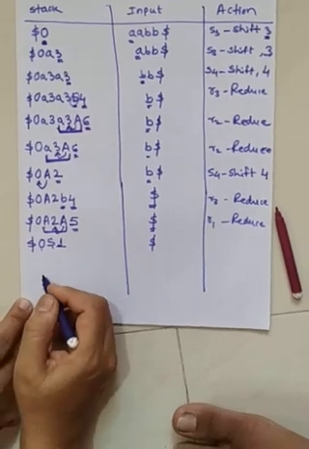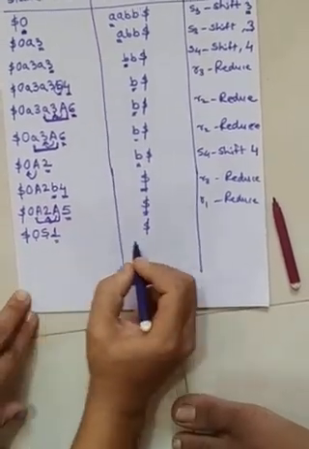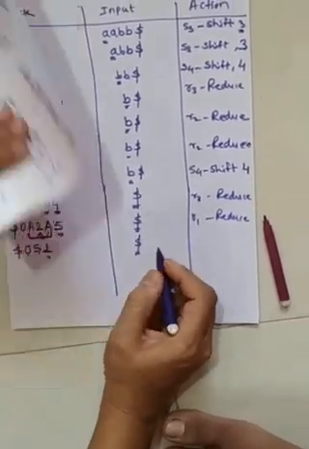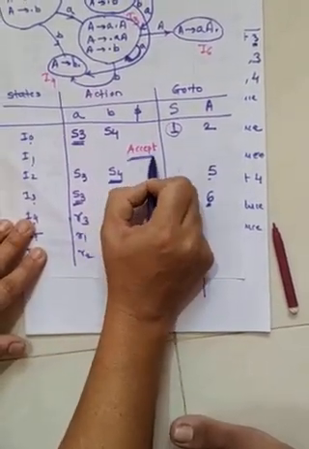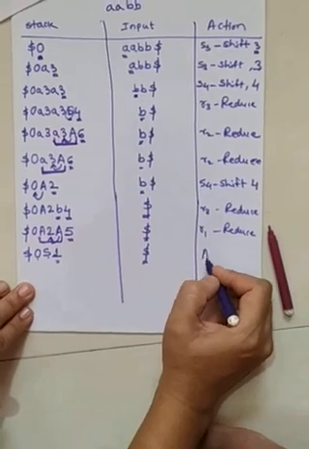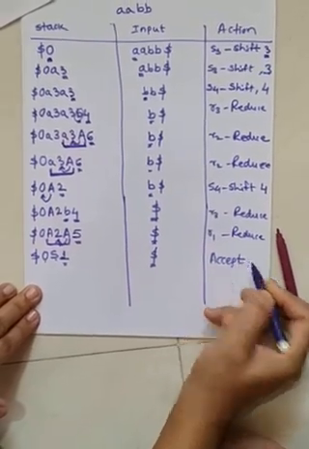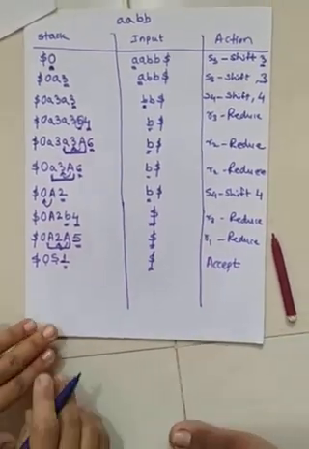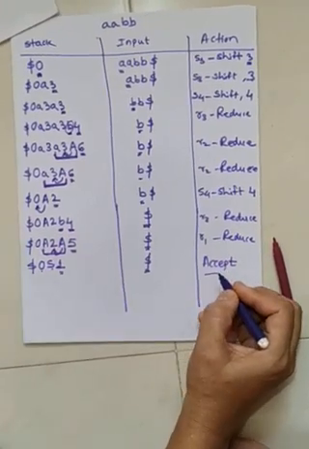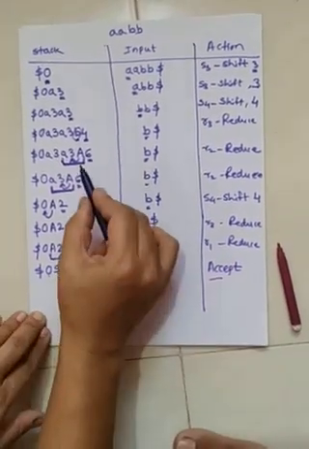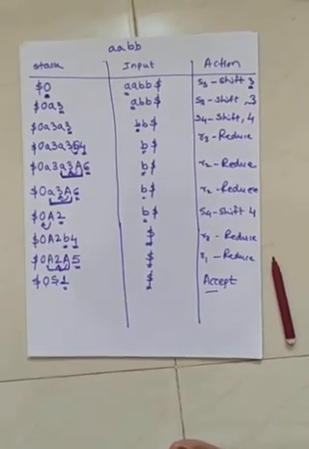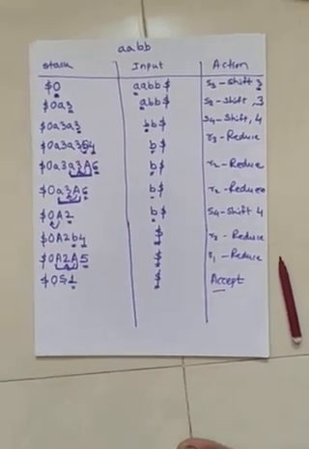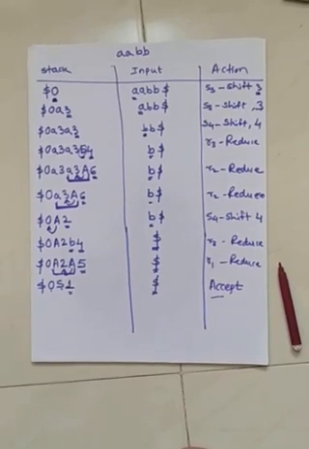Now next again we have to check state 1 terminal dollar. So again state 1 terminal dollar will have the accept sign. So now here we can write accept. That means the input string is completely parsed using the LR0 parser. So this is the sum for LR0 parser.